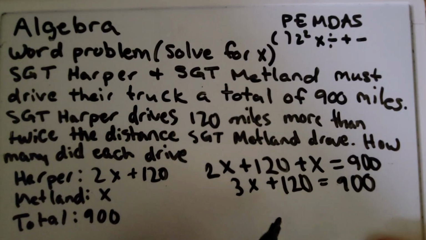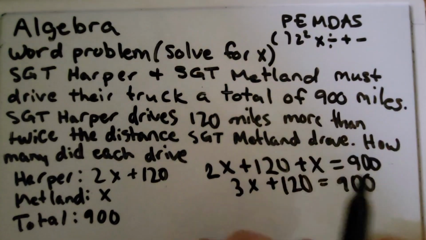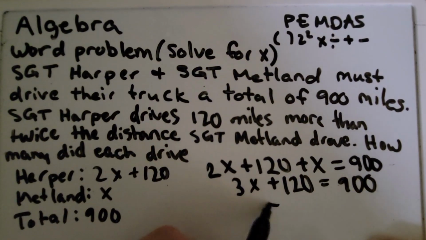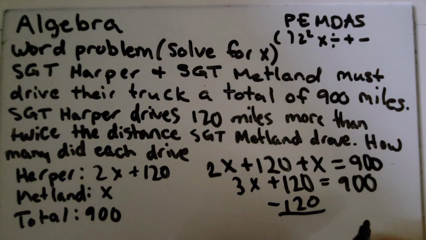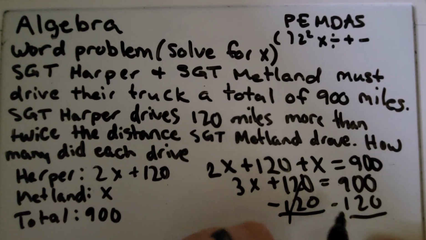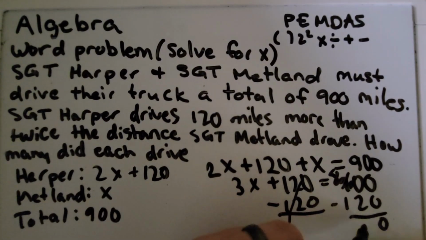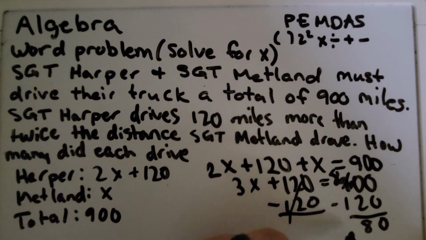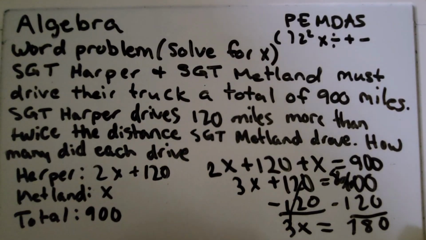Okay, so there's multiplication and there's addition. Well, we know addition is going to come first because it comes before multiplication in the reverse order. So addition, we're doing the opposite. That gets canceled out. 900 minus 120 could equal 780. So it's going to be 3x equals 780, right?